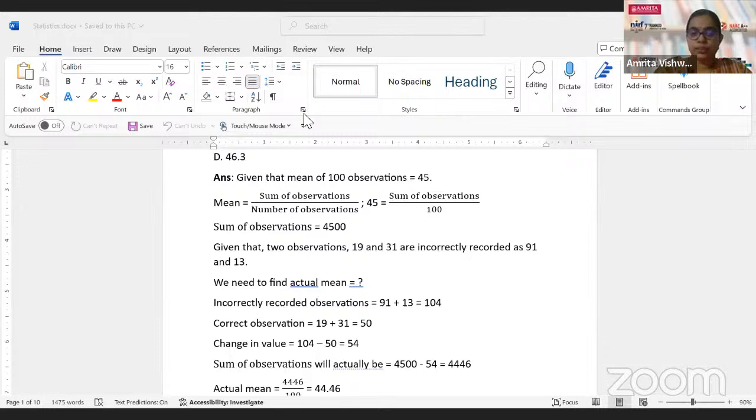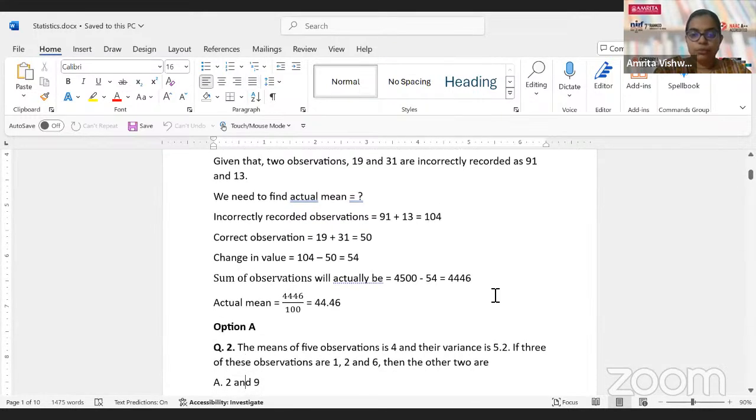So yes, moving to the second question, this is the question with very basics. The mean is equal to the very basic formula, sum of observations by total number of observations. There is a value change that has happened. So in some cases you have to add it, in some cases you have to subtract it based on the total. Once you have the new sum of observations, that divided by the total number gives you the new mean or the actual mean. So hope this question is clear and we'll move to the next question.